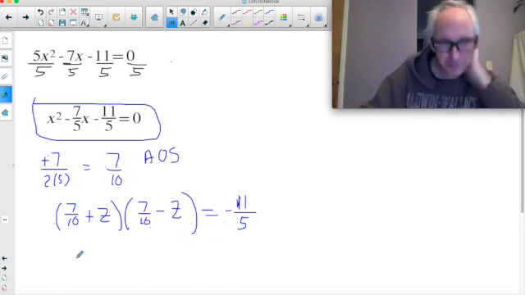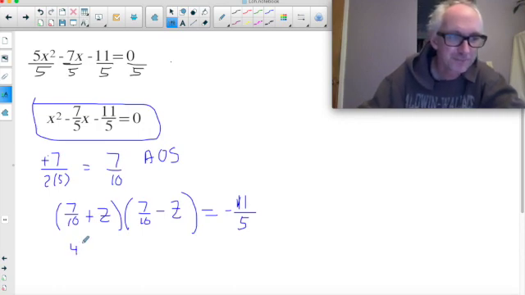All right, so 7/10 squared. Okay, that's going to give us 49 over 100, minus z squared. All right, so we're applying the rule of difference of two squares. So this quantity squared minus this quantity squared. So we have 49 over 100 minus z squared equals negative 11 over 5.